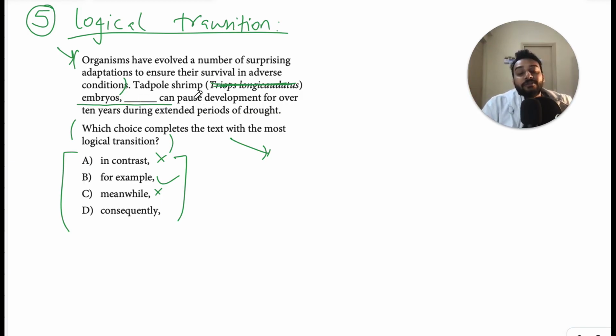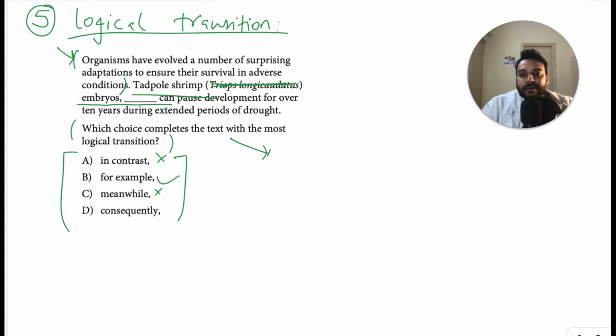Tadpole shrimp embryos consequently can pause development. When you use the word consequently, the idea in the second sentence must be purely related to the first one. Then only it can be said to be a consequence of the first sentence. Whereas in this case, tadpole shrimp embryos are an example elaborating on the first sentence. So this is the correct one. Option B is the correct one.